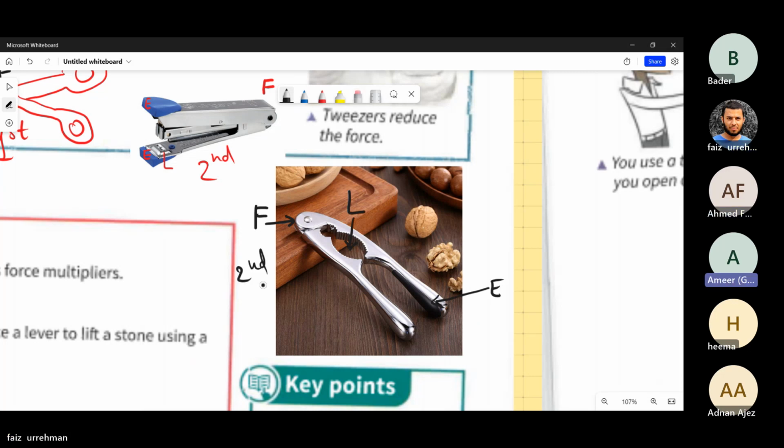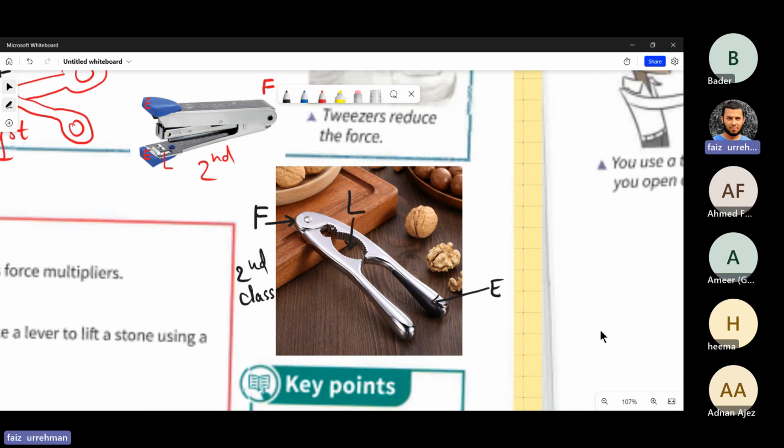Mister, if you put FLE together, it will be forward, left, east. Faiz likes Egyptian.